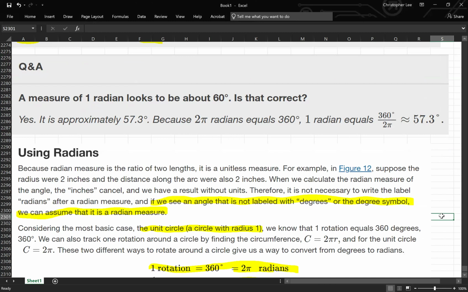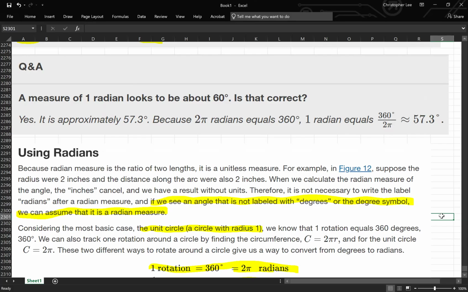Because radian measure is the ratio of two lengths, it is a unitless measure. For example, in figure 12, suppose that the radius were 2 inches and the distance along the arc were also 2 inches. When we calculate the radian measure of the angle, the inches cancel and we have just the result without units. Therefore, it's not necessary to write the label radians after a radian measure. And if we see an angle that is not labeled with degrees or the degree symbol, we can assume that it is a radian measure. All right.